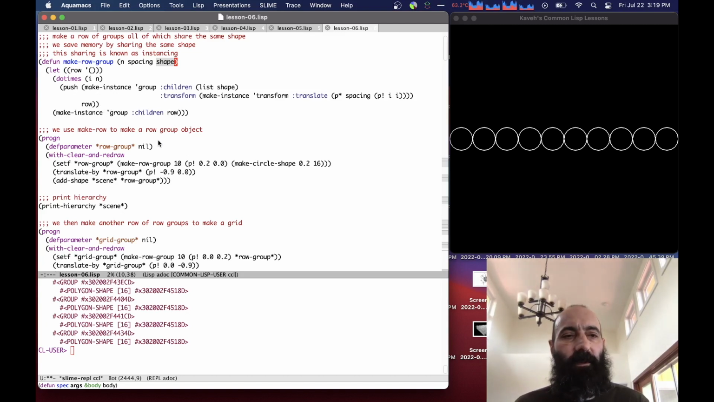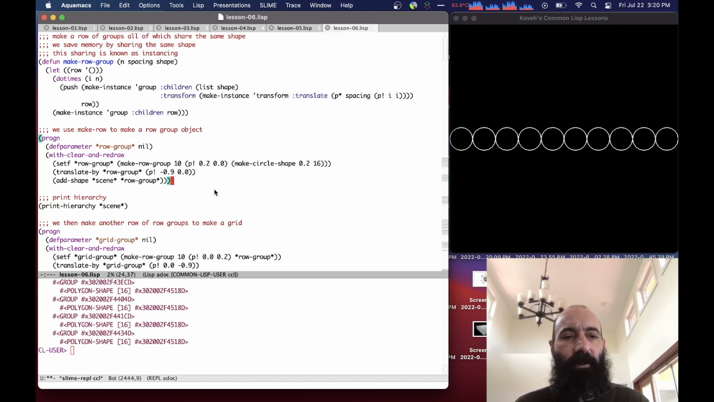In our particular case here, we define a global variable called row group, which is nil. And what we do is we set that row group to be a make row group, 10 shapes, translated by 0.2 in x, and it's a make circle shape with 16 points. And then we translate that whole thing by minus 0.9 so that it's centered on our screen, and we add that to our scene.